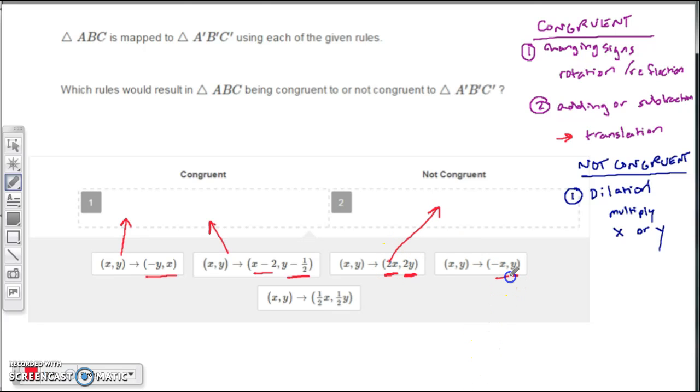Okay? Over here, we're just changing signs again. That's going to be congruent. And then this last guy, again, we are multiplying x and y times 1/2. That indicates a dilation. In fact, it indicates a shrink, okay? And so that is a type of dilation, and that's going to go over here to not congruent. Hope that helps.